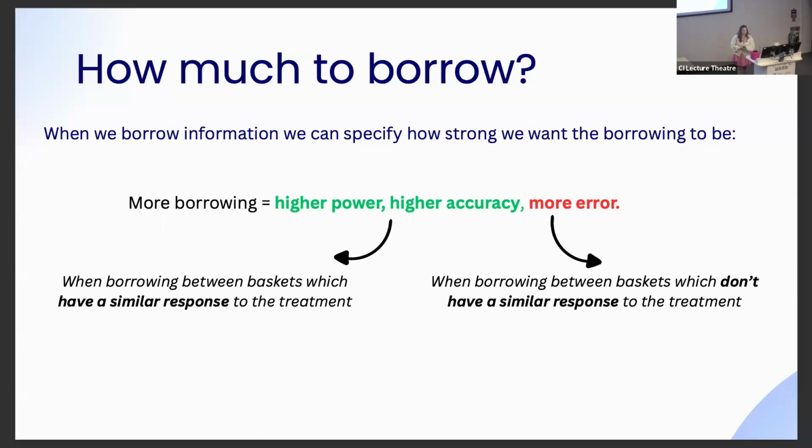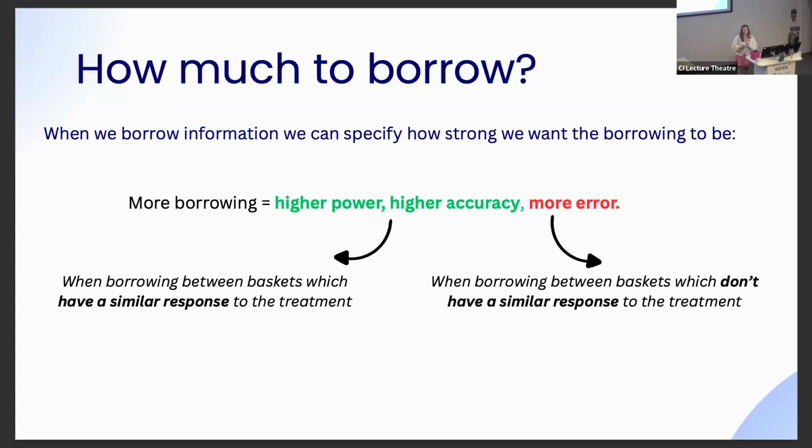What I haven't discussed is the trade-off. Although we get higher power and higher accuracy through borrowing between similar things, if we were then to borrow from something that is dissimilar, we will introduce bias and inflation in error rates. So there's always that trade-off in improving power and accuracy, but also potentially increasing the error rate.